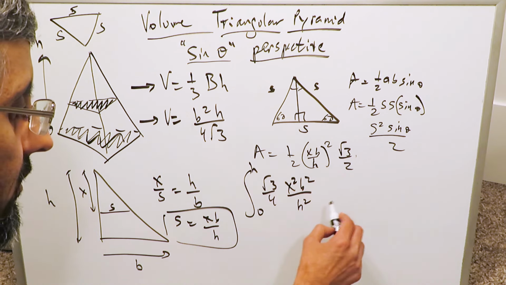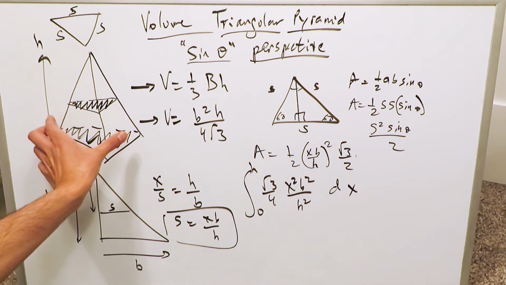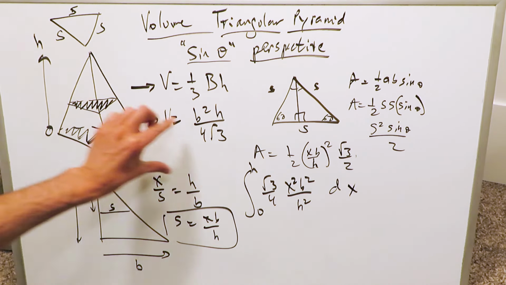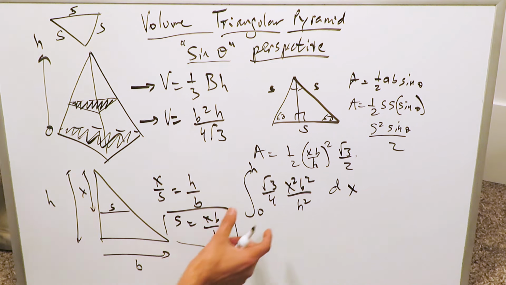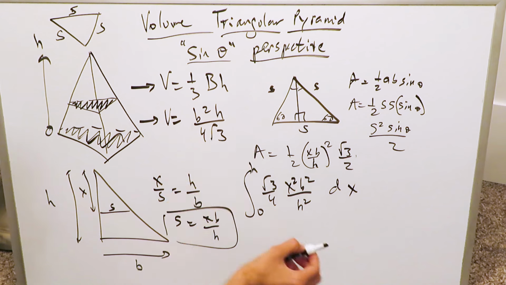That will integrate from a lower limit 0 to an upper limit h. dx, it doesn't have to be dy. This pyramid could have been tilted horizontally, then you're looking across. So all of this is good. dx, dy, doesn't matter. Your orientation could easily be in this direction and you're good.